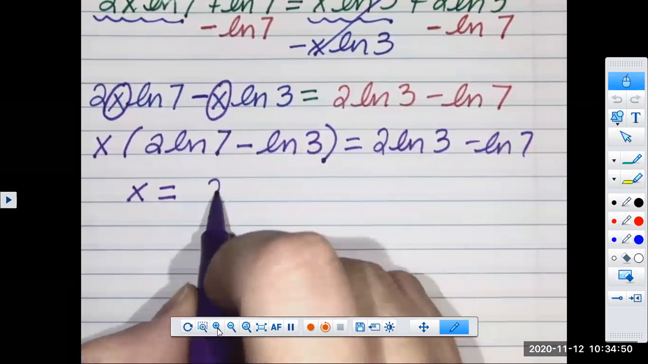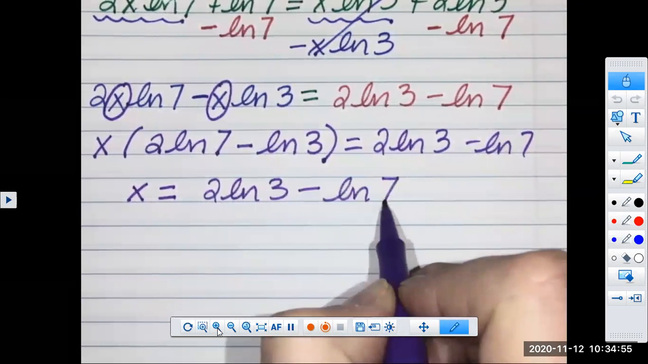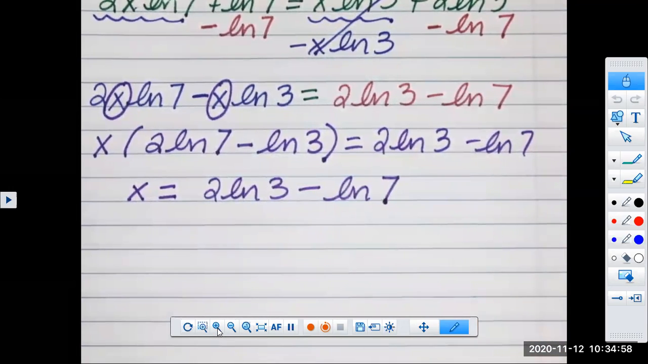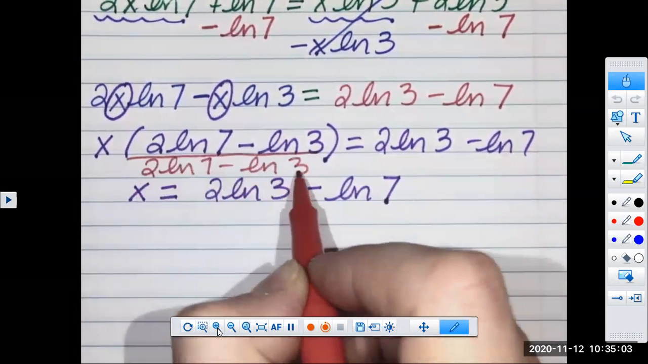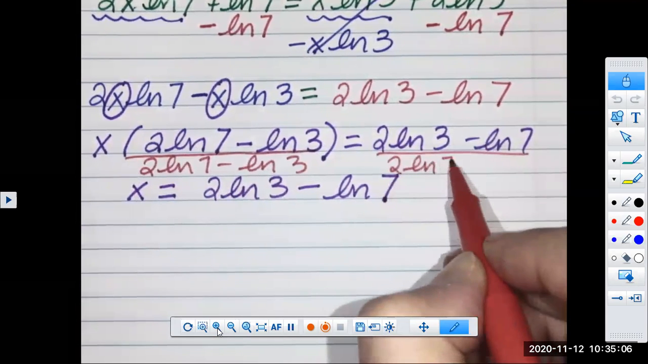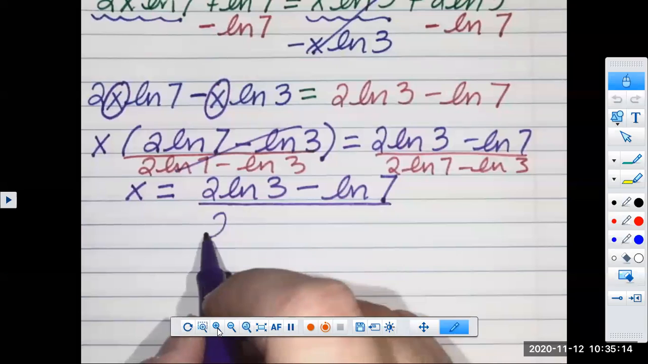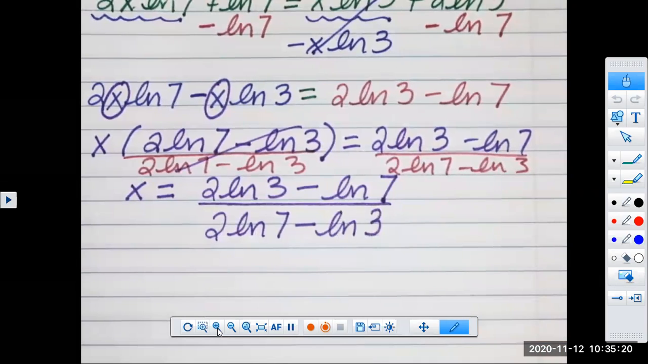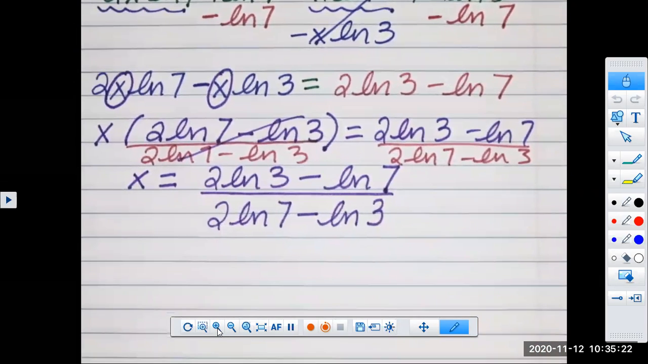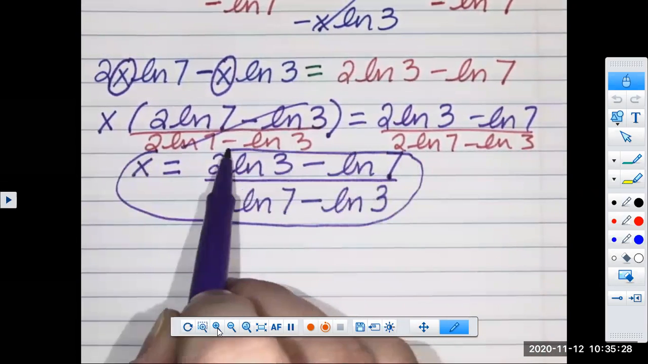You're dividing all of this side, 2 natural log 3 minus natural log 7, by all of this. Okay, I know that looks gross, but that is your answer in exact form. That is as simplified as it can be.